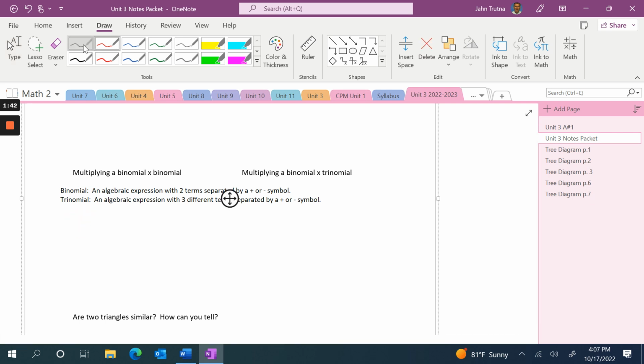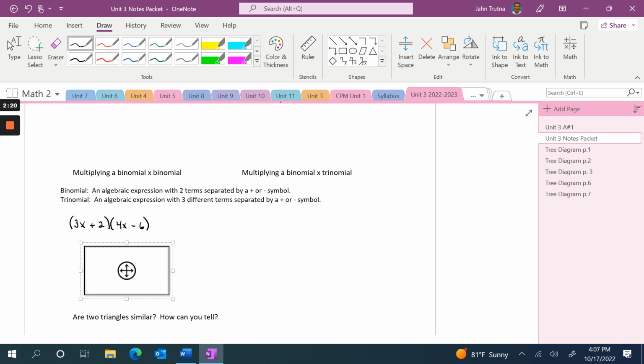Multiplying a binomial times a binomial. An example would be the binomial 3x plus 2. Notice that is an algebraic expression. It's got two different terms, 3x and 2. Those are separated by an addition symbol or a plus symbol. Multiplied with 4x minus 6. That is also a binomial. The way that we multiply these two binomials is we incorporate the concept of the area model.